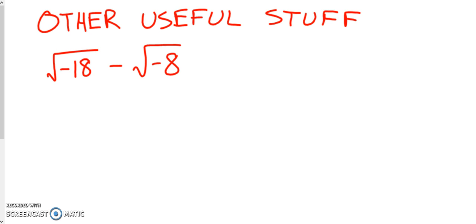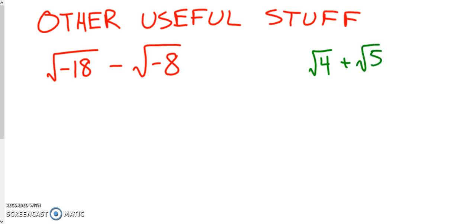Don't be tempted to make that into the square root of -10. Square roots don't add like that. And in fact, to illustrate the point, let me show you something simple. I don't care if you write this down or not, but I want to show it to you.